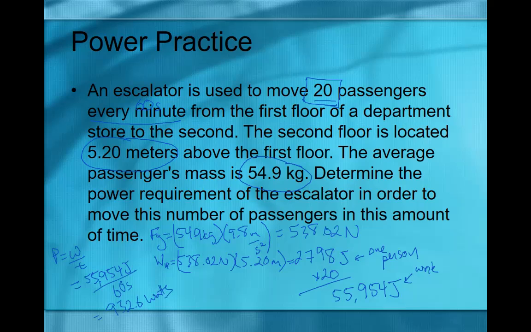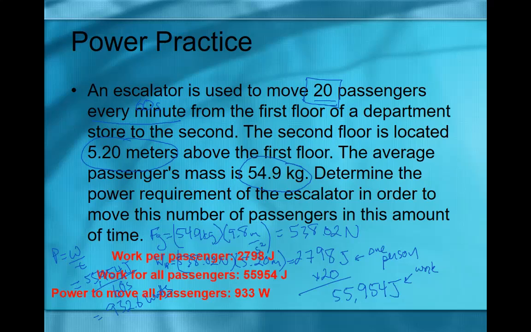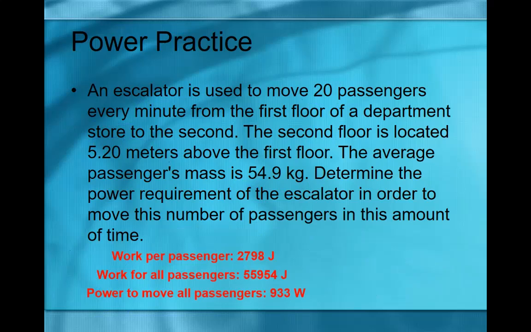So let's see how we did there. Where's that? And our work, 933 watts. There you go. Okay, all right. So we're getting a pretty good idea of how to do these calculations at this point in time, I hope. And so we'll go ahead and give you a chance to try some on your own and then give you some answers.